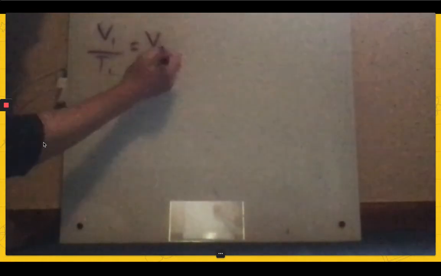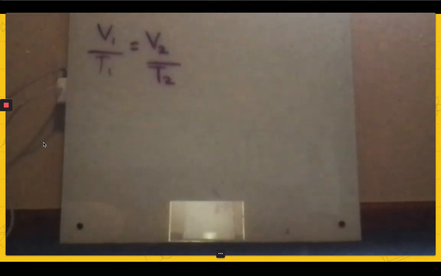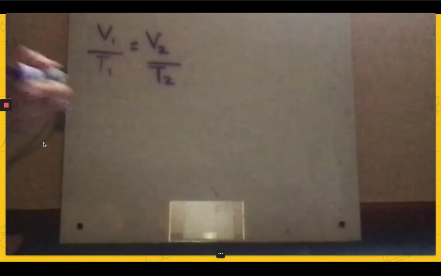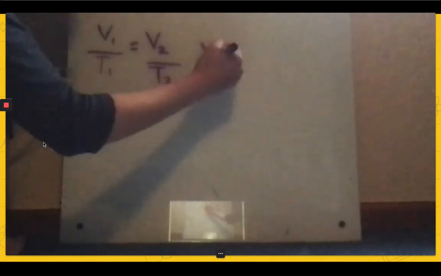So let us remember what equation we are using. We are using V1 over T1 equals V2 over T2. As we read the problems, just like we did with Boyle's Law, our first step is going to be to list our variables. So we have V1.